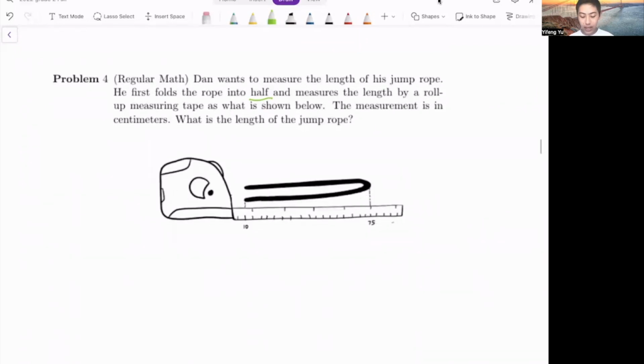So as we can see here, this is folded up, which means that this part of the rope, the measured length, is half of the jump rope. So let's see what half of the jump rope is.